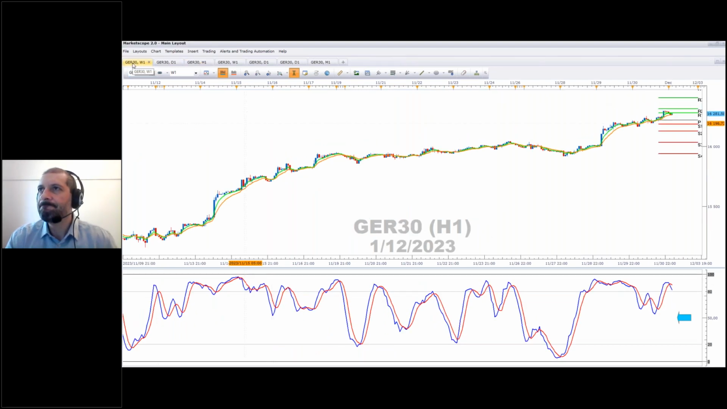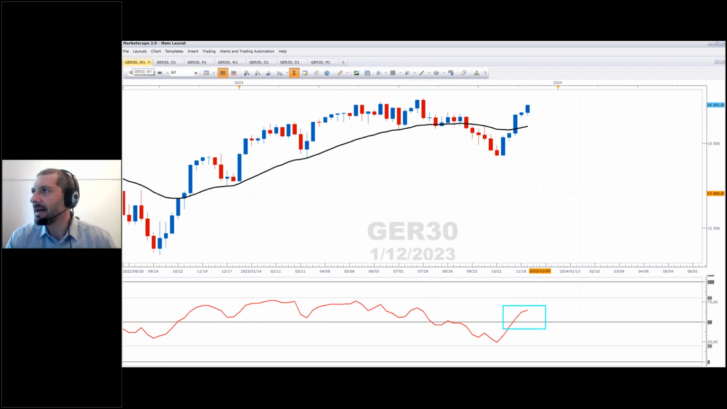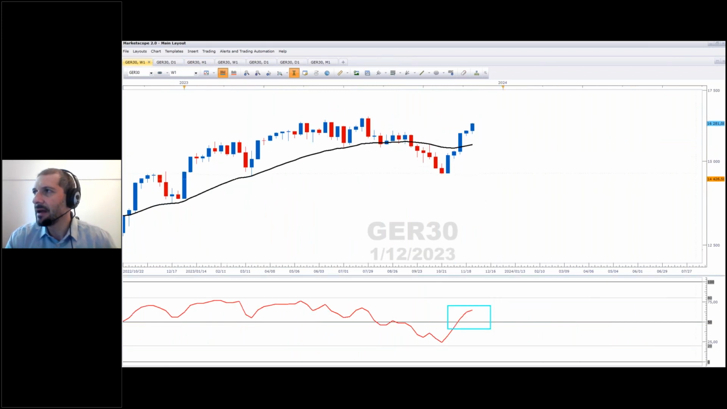All right. Let's do a top down. DAX has been doing really well this week. We are above that 30-week exponential moving average. We are above the 50 line, so there does seem to be an underlying bullish momentum. What's the problem with the DAX?